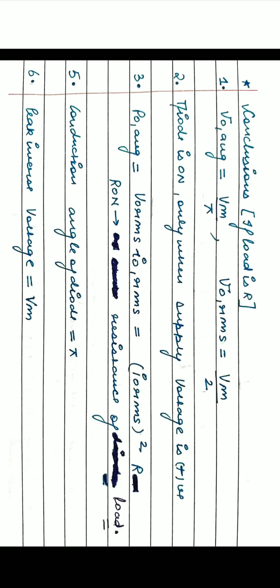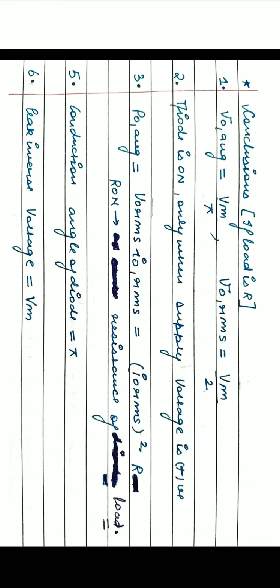or we can also write it as I naught RMS whole squared into R. V naught RMS we calculate with the derivation, and I naught RMS is nothing but V naught RMS by R. Here R is the resistance of the load. Not R on, it is just R. It is my mistake, I'm sorry. R is nothing but the resistance of the load.